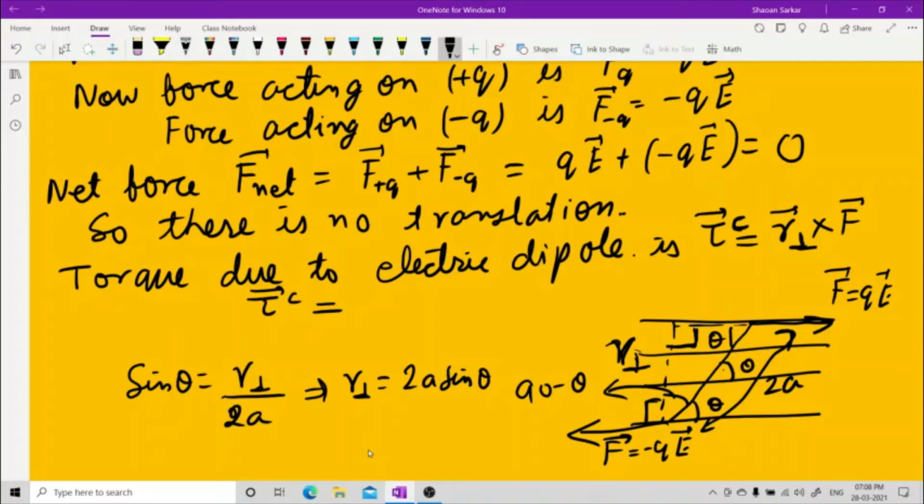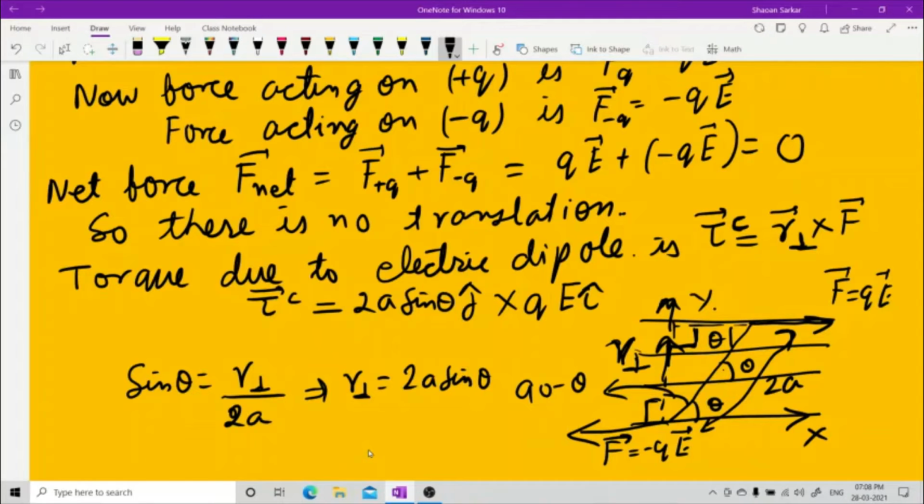Got it? This is the x-axis and this is your y-axis. Now R perpendicular will be 2a sine theta in the j direction, it is in this direction, cross qE in the i cap direction, because the positive charge is in this direction. No problem. Now this is the torque. Either of the charges, and then either of the forces, you can take.